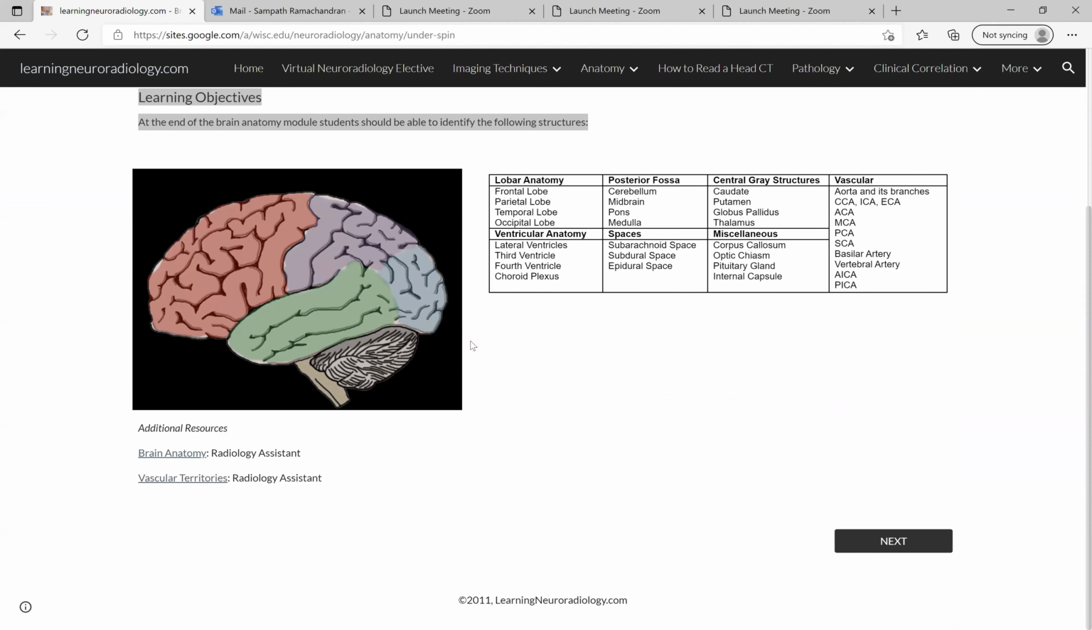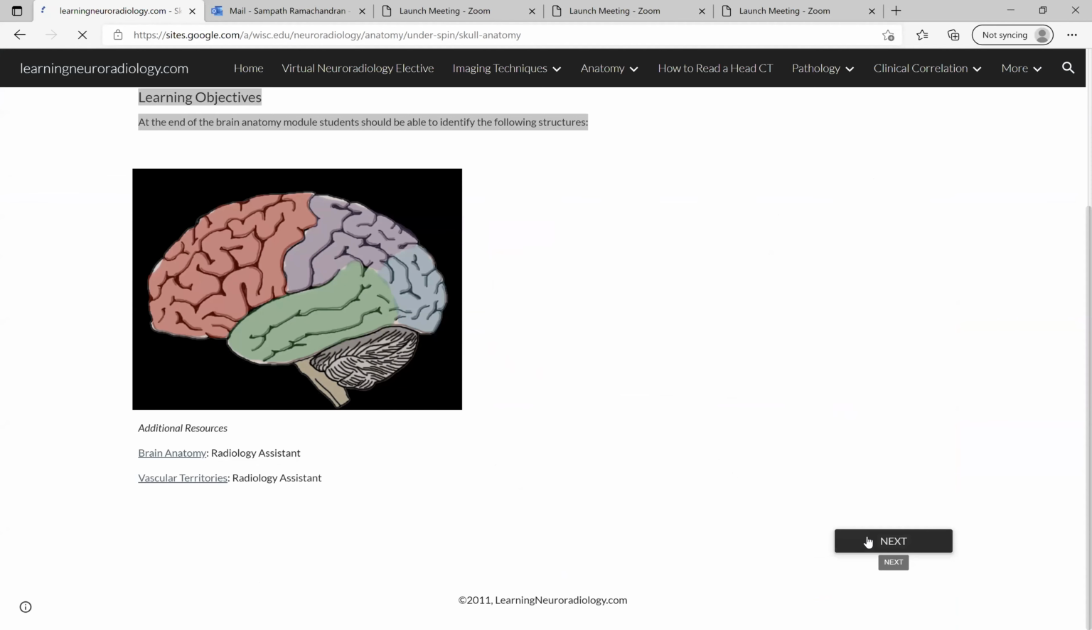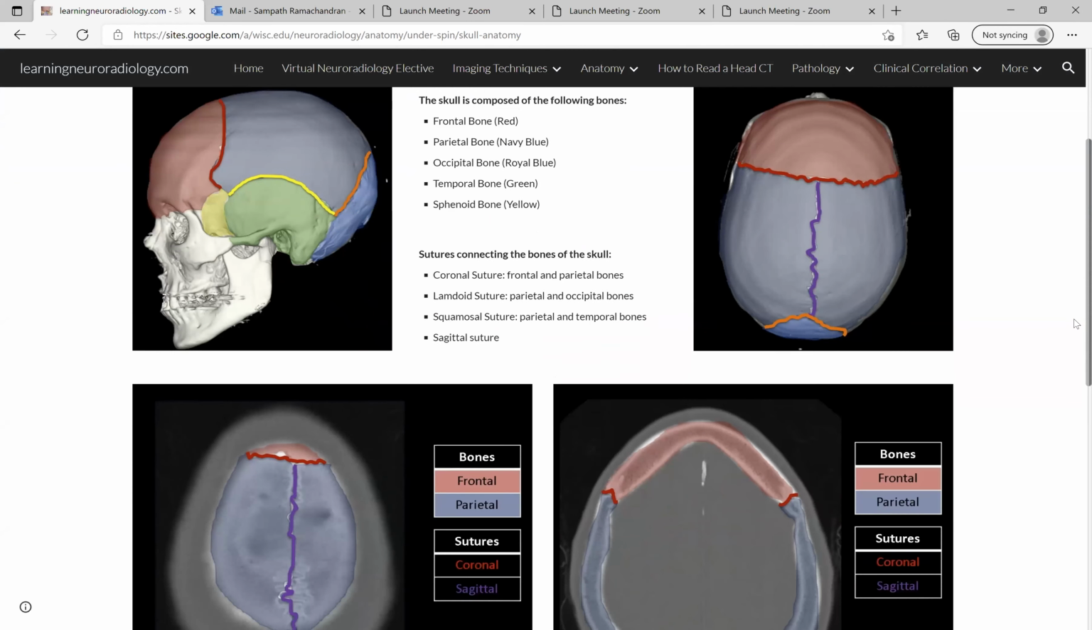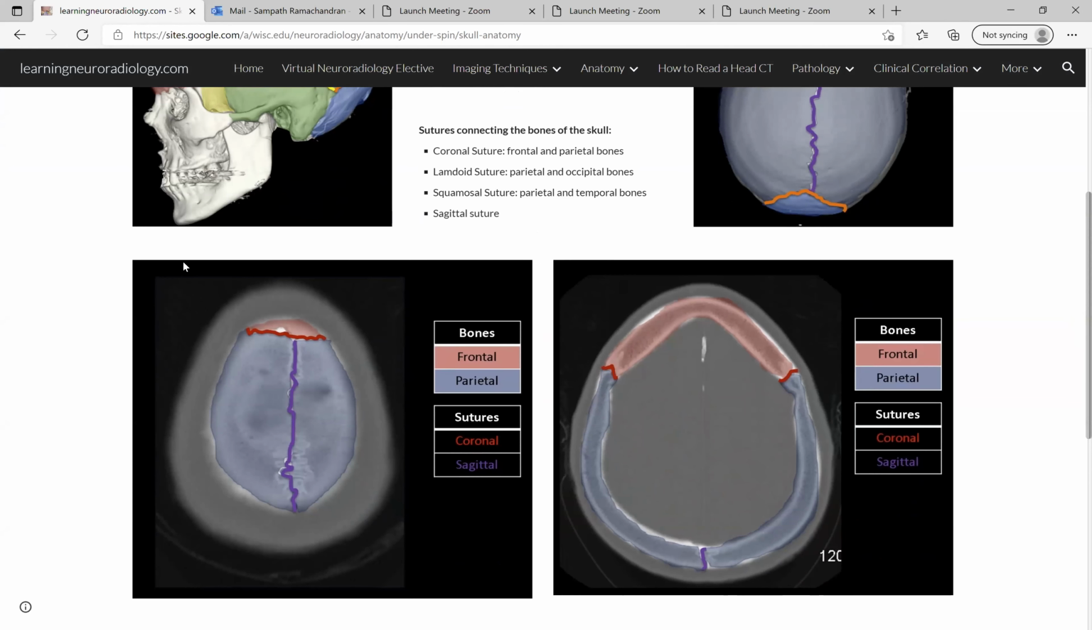Here we are looking at the sagittal plane. We are seeing the images here, but we will switch over to the axial plane once we get to the CT part of it. This gives you a brief understanding of how the skull looks in the CT. You can see the colored portions. You can see the parietal bone here, and then the frontal bone.